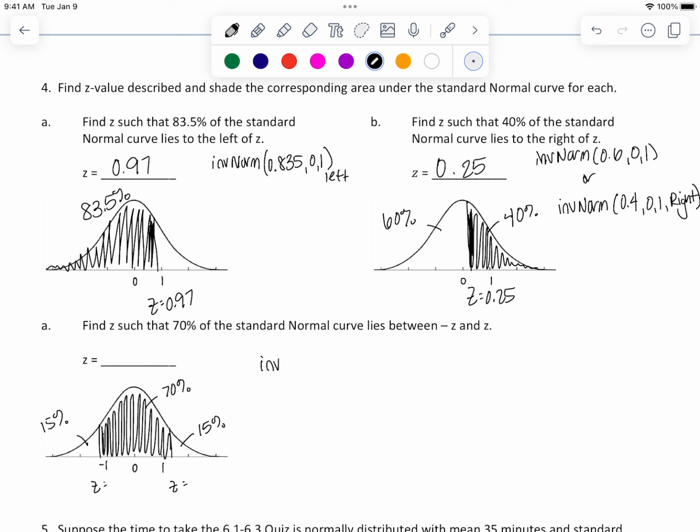So we can do this as inverse norm 0.1501, or inverse norm, if you have the left, right, center calculator, you can do 0.701 center. Either way, we'll get the same thing. Our z value is going to be positive and negative 1.04. So this is negative 1.04 on the left and positive 1.04 on the right.